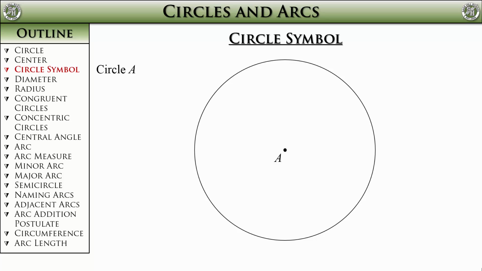That certainly works. However, it is often pretty common for the center to be labeled with an O instead, presumably since it resembles a circle. It definitely isn't necessary. Circle A was perfectly fine, but you will see Circle O a lot. Now to get to the symbol part.